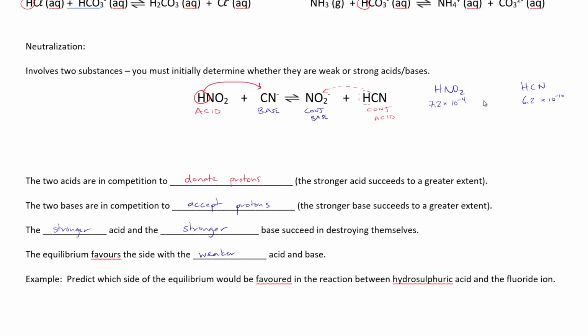As we can see here, HNO2 has the larger Ka value, so that means that it will succeed in donating its proton more so than the conjugate acid will. So the forward reaction is happening more, which means that you will have more products. So the equilibrium favors the side with the weaker acid and base. If we looked at equilibrium, we would see more NO2 minus and HCN species because the stronger acid and the stronger base end up reacting quite a bit to produce these two species on the right-hand side.